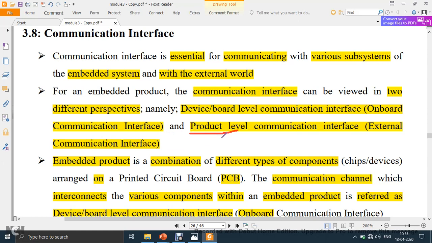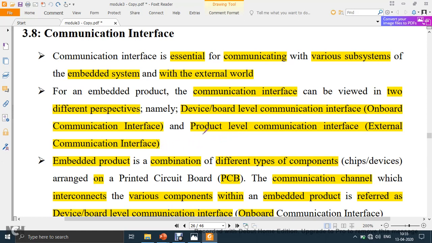What do we mean by external? Let's say your embedded product wants to communicate with one more embedded product which is not near to it, let's say far away from it. How does that particular embedded product communicate with the other one? That is product level. The embedded system is trying to communicate with some other product which is not on the board, which is available outside the board. That is the external communication interface.